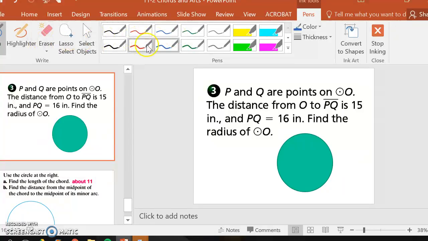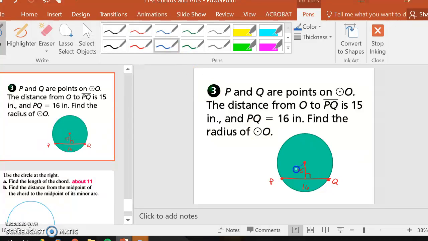The tough part about this next problem is being able to read it and know how to draw it in the diagram. So P and Q are points on circle O. The distance from O to PQ is 15. So here's P, here's Q. And the distance from O, which is the center of the circle, this distance, creating that right angle, is 15 inches. So that's 15. And PQ is 16. Find the radius of the circle.